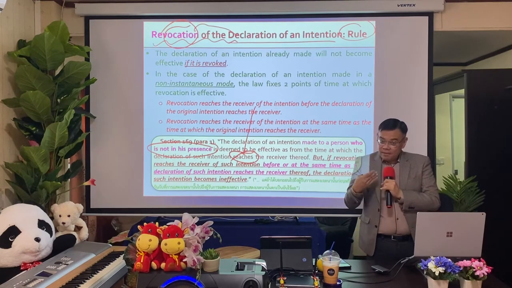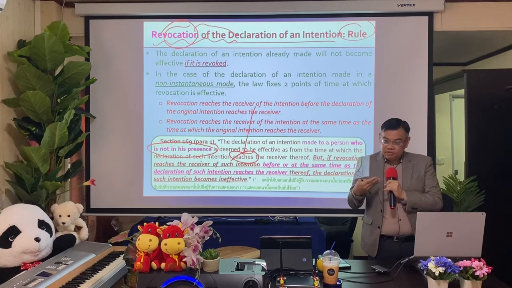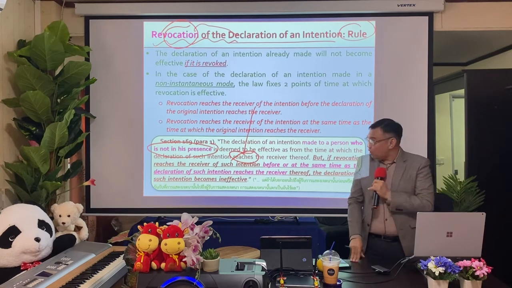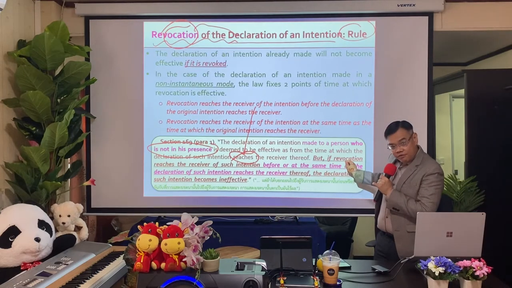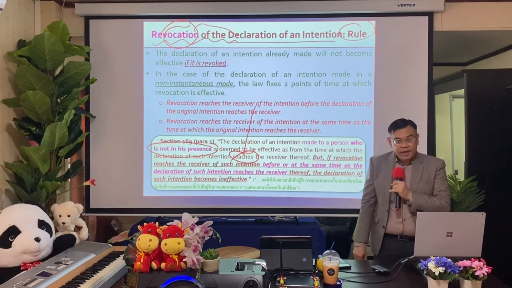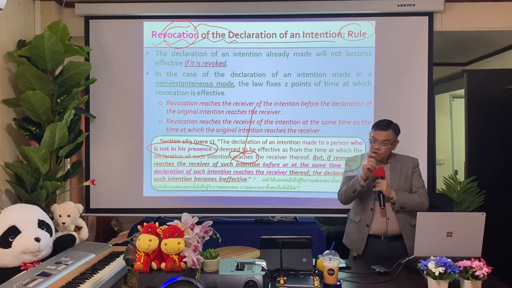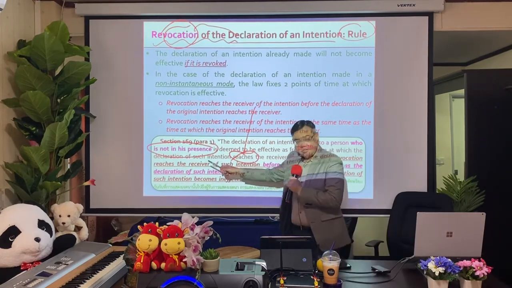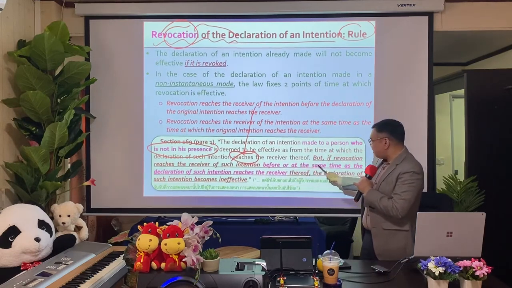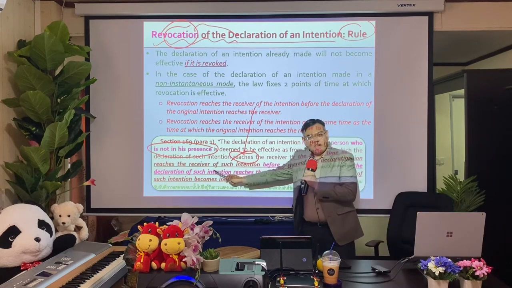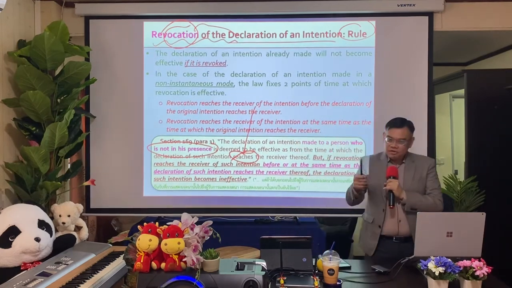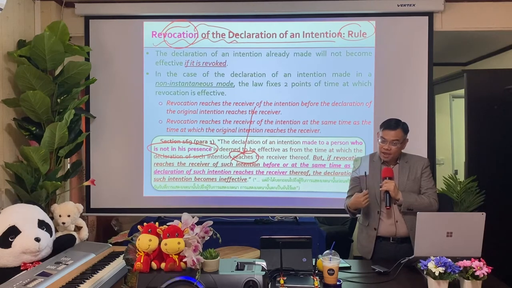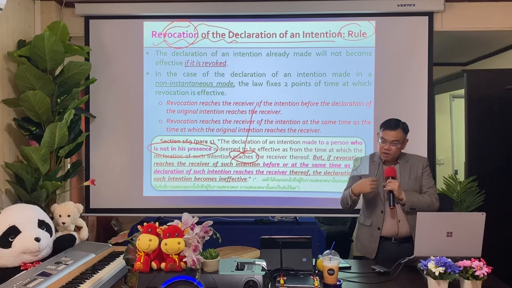Once I have declared my intention to make an offer to sell you my car, I can just change my mind if I want to revoke this offer, this declaration of the intention. I can do so, but I need to make sure that the revocation reaches you before or at the same time as the declaration of the original intention. If I want to put an end to the original intention, I do not want to make an offer to sell my car to you anymore.